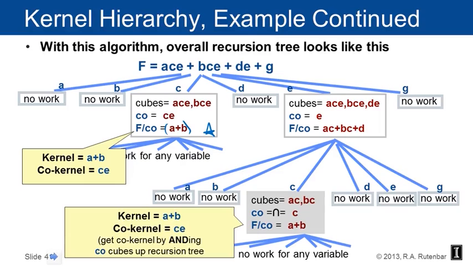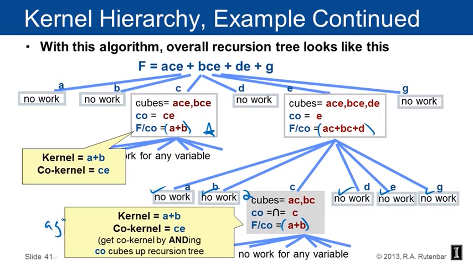On the other hand, over here, when we did AC plus BC plus D and we did the recursion, there was actually some work. When we looked at A, there's no work to be done. There's only one cube with an A, only one cube with a B, and similarly only one cube with a D, E, and a G, but there are a couple of cubes. There are 2 cubes with a C in them, AC and BC. We intersect them to get a co-kernel candidate, C. We take F and algebraically divide it by C. We get A plus B. Turns out we get A plus B again.